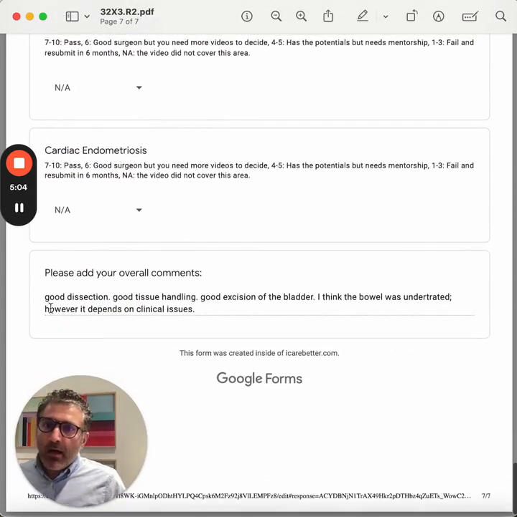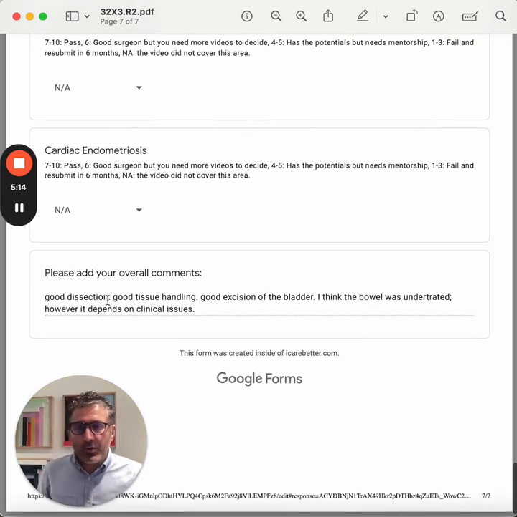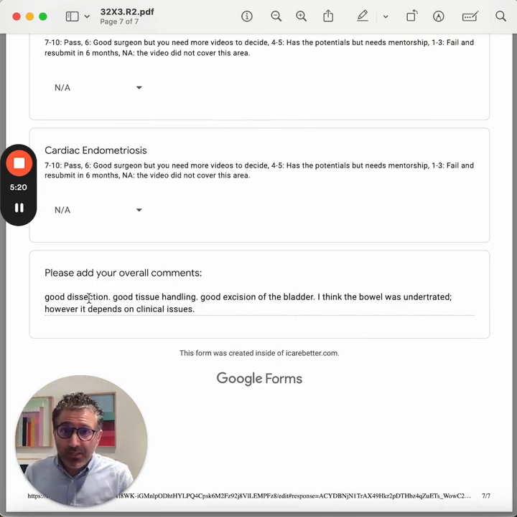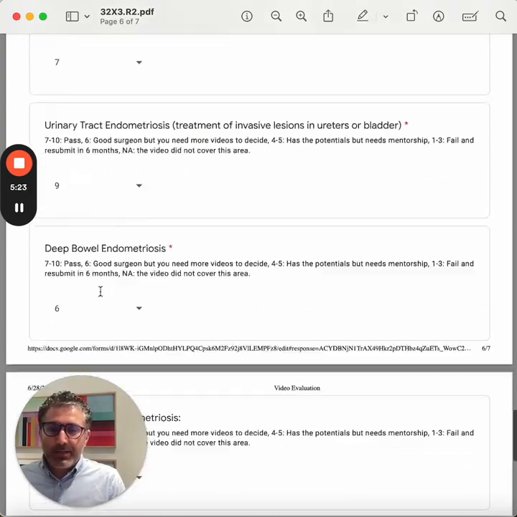Then at the end, good dissection, good handling, good excision. I think the bowel was undertreated. However, it depends on the clinical issues. Of course, sometimes it's a decision made by patient and doctor that, okay, don't excise my bowel. That's what it means. So this is a perfect example of that review.